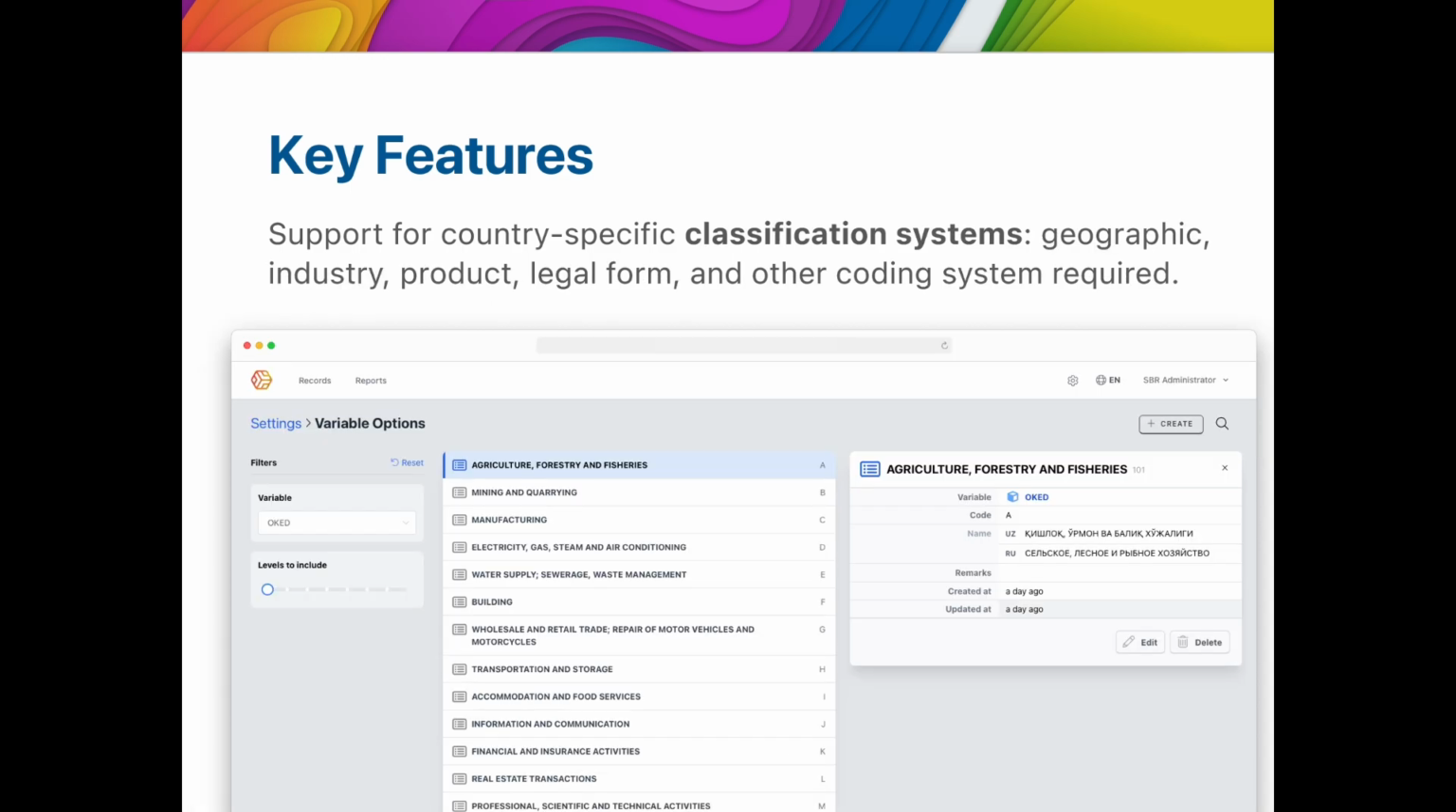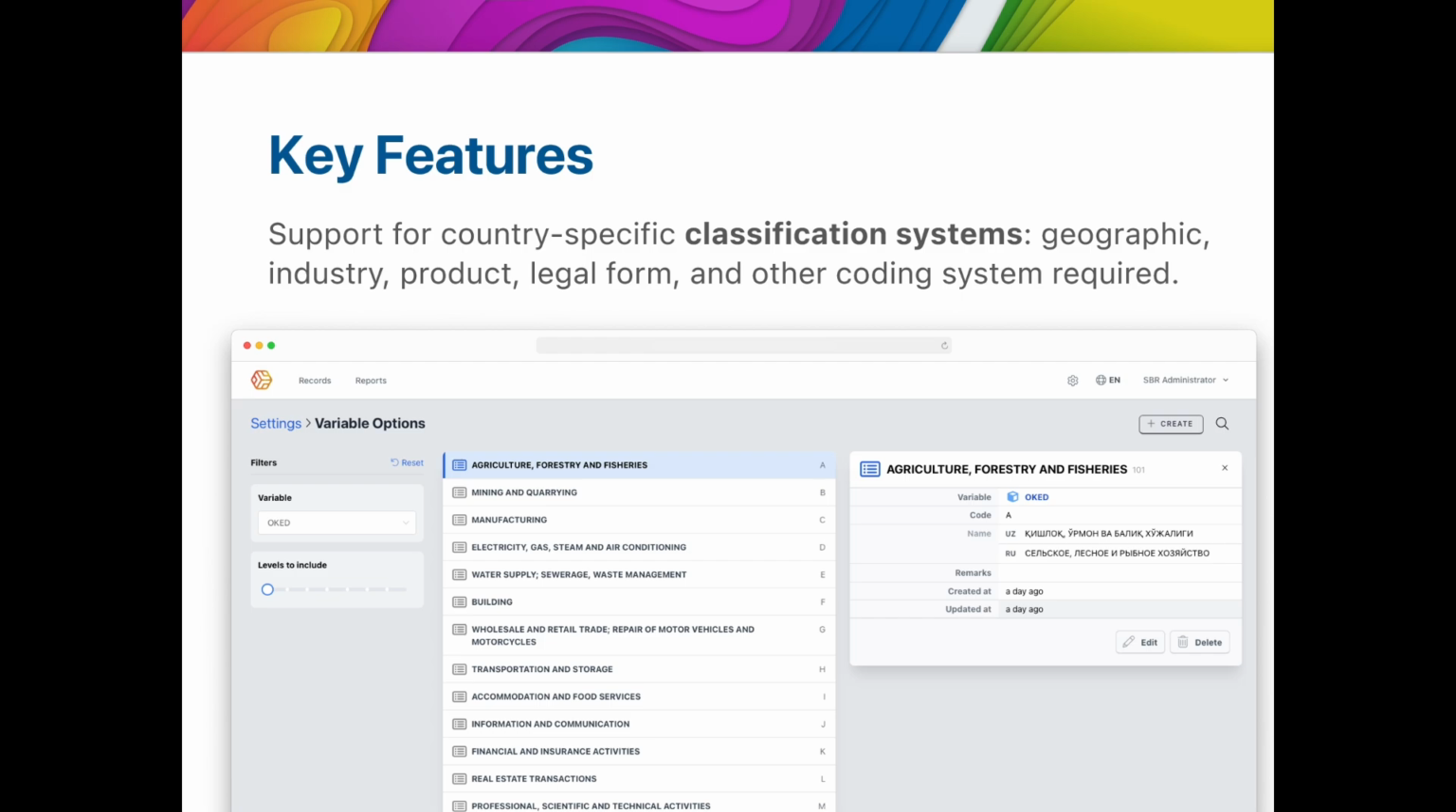Another key feature is support for country-specific classification systems like geographic location codes, industry codes, or the ISIC codes, product, legal form, and other coding systems required by the country. So if you have a different classification system, it can be fully accommodated by the ADB SBR system settings.